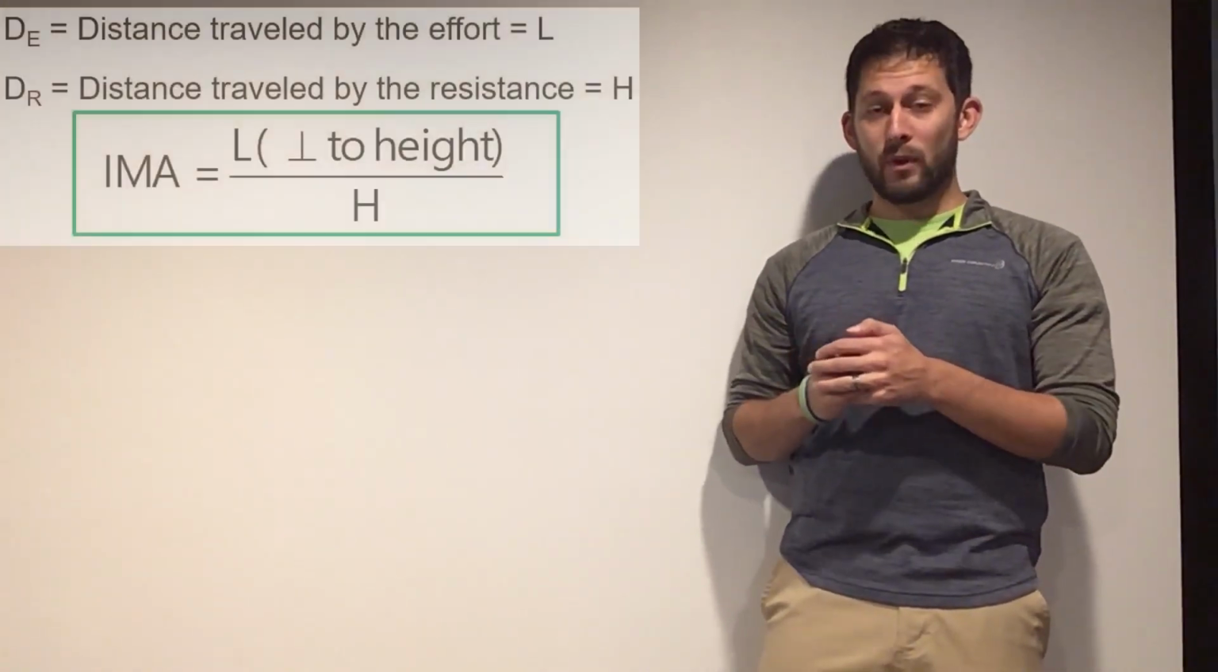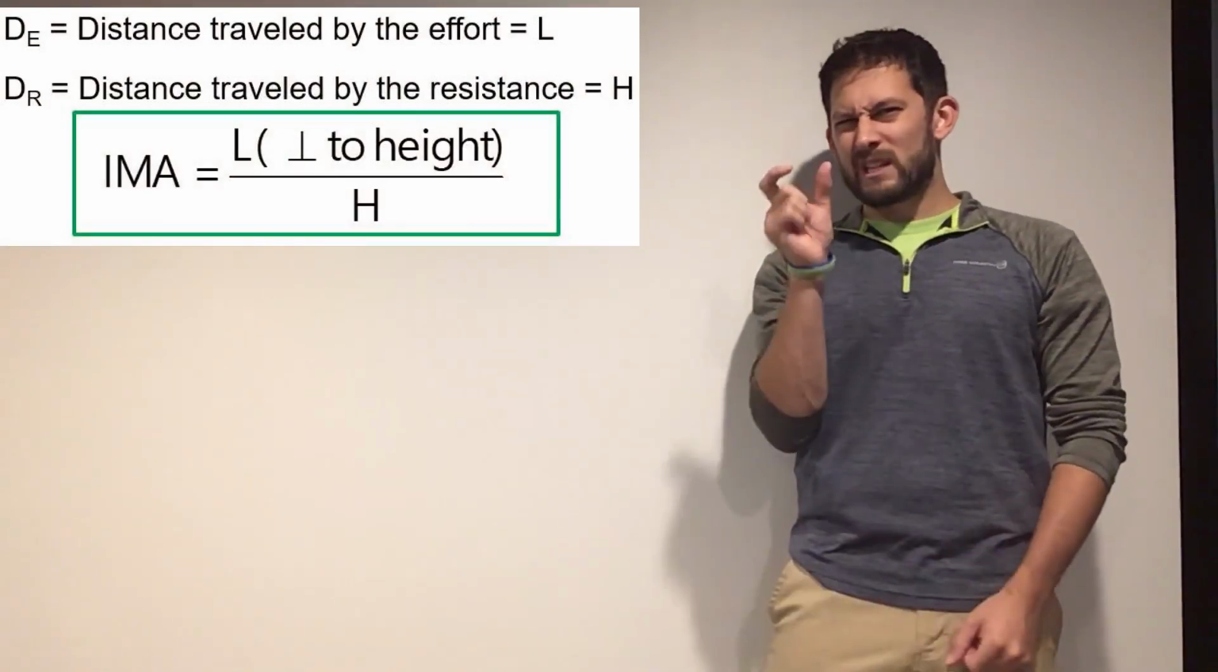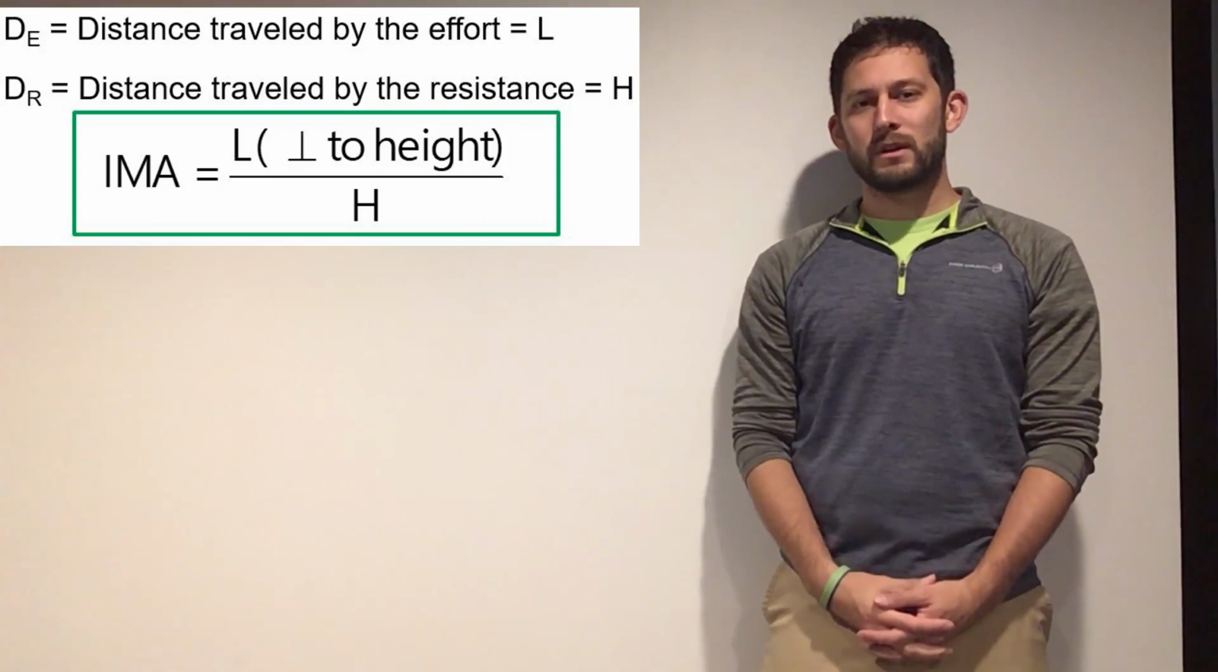And that's something to work on because that might be a little bit confusing. So our IMA as DE over DR, in the case of a wedge, is the length or the perpendicular height divided by the height, or essentially the width of that wedge.